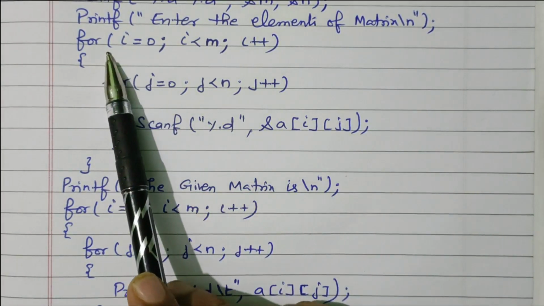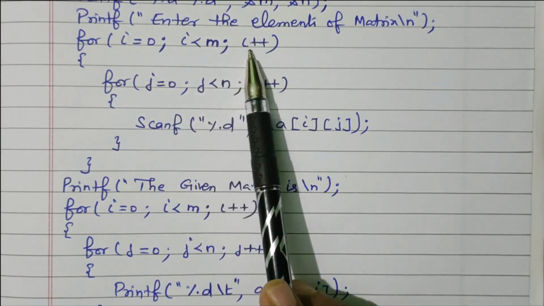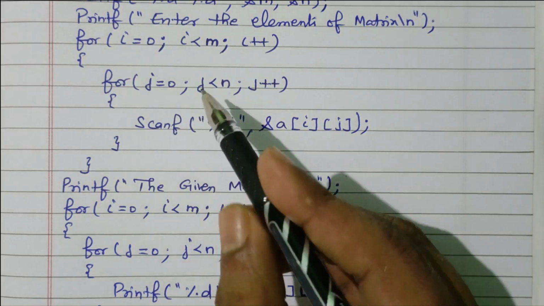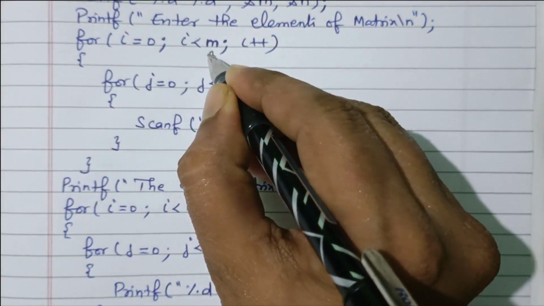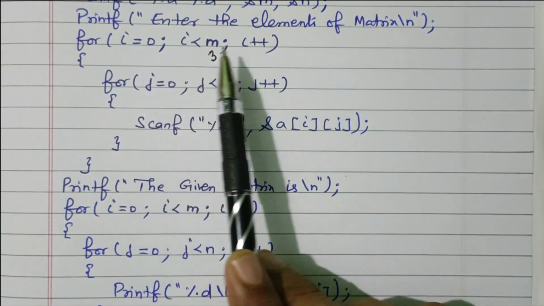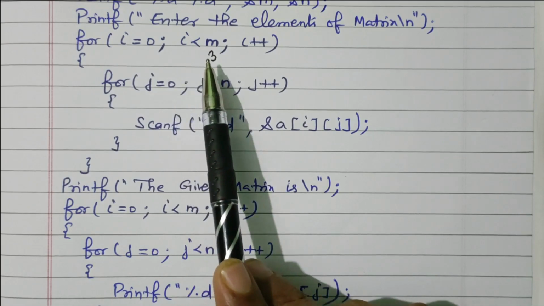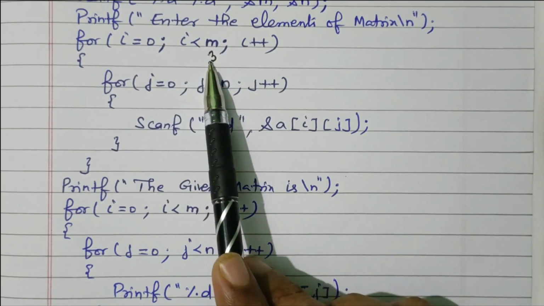See this, we have one for loop available. for(i = 0; i < m; i++). We already know that what we entered for m is 3. So this will vary from 0, then i++ means 1, then 2, then 3. 3 is invalid. It will go up to 2.